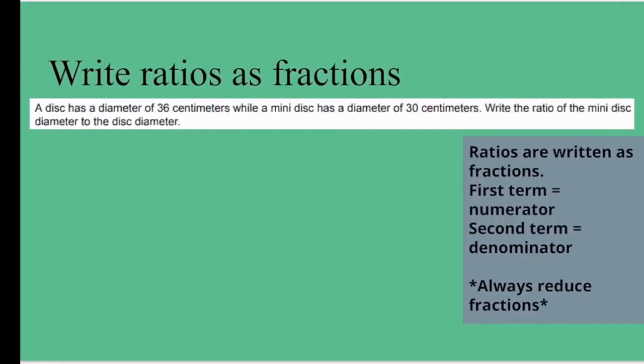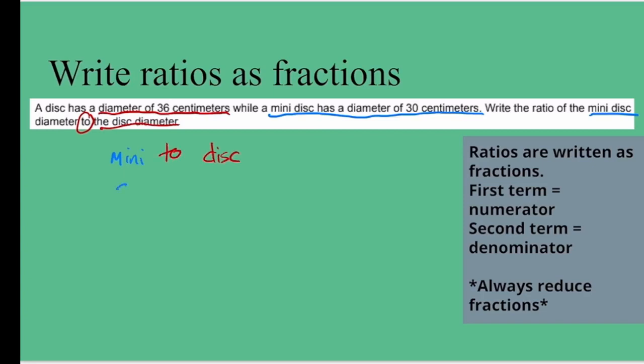If you have a word problem, we have the same thing, we just have to read a lot more. A disk has a diameter of 36 centimeters, while a mini disk has a diameter of 30 centimeters. So those are your two different things. Ratios compare two different things. Write the ratio of the mini disk to the disk diameter. So the first thing they're asking for in the problem is the mini disk. And then that's going to go to the normal disk diameter.